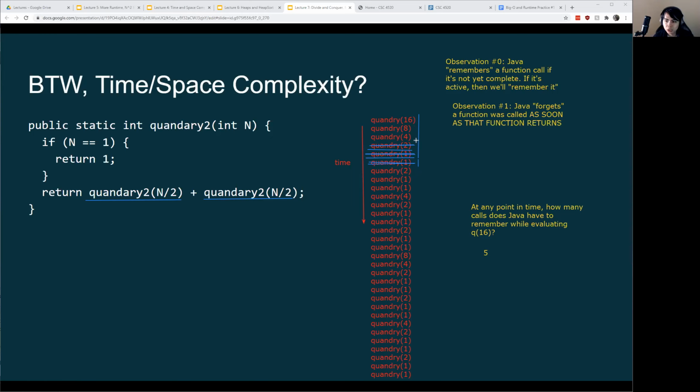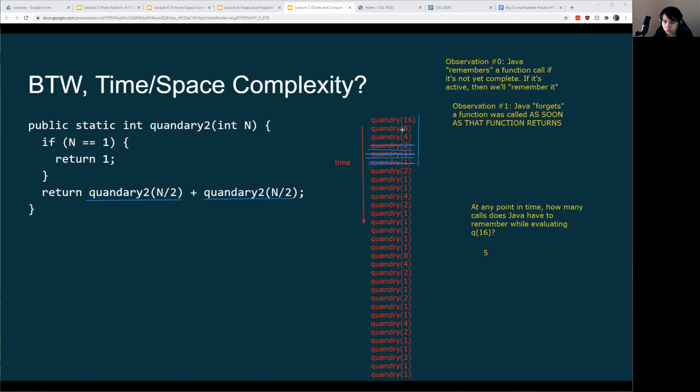And we can't cross out quandary of 4 because what is the next call we still have to make inside of quandary of 4? Type it in chat if you know. What's the next step here? Quandary of 2. Exactly.